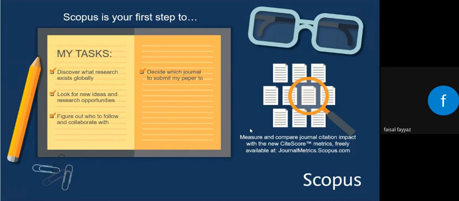It can measure and compare journal citation impact with the new CiteScore metrics, freely available at journalmetrics.scopus.com. This is the most important thing: you can check what has happened at what level and what remains for you to research or write on that topic. So you can identify the area in which you can do something, highlight it, and create something new.